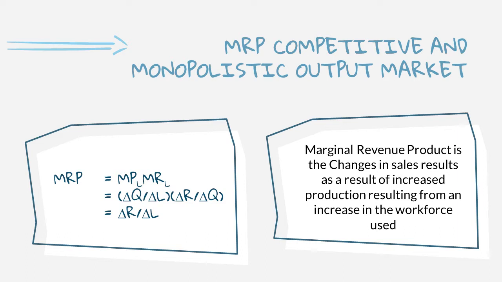Marginal revenue product is the change in sales result from increased production resulting from an increase in workforce use. The formula of MRP is change of revenue divided by change of labor. It is obtained from the original formula, namely marginal product times marginal revenue. The marginal product formula is change of quantity divided by change of labor, while the marginal revenue formula is change of revenue divided by change of quantity.